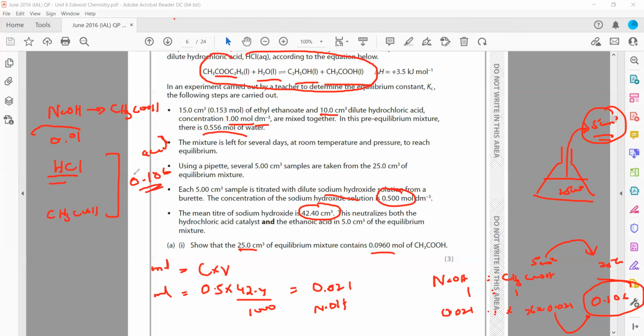So if the total number of moles of acid is 0.106 and the moles of HCl which are already there is 0.01, how many moles of ethanoic acid? It will be 0.106 minus 0.01. So this will give us about 0.096 moles. The sodium hydroxide is actually reacting with both hydrochloric acid and ethanoic acid. So we get the total number of moles, and total number of moles minus the moles of HCl will give how many moles of ethanoic acid are there in the mixture.